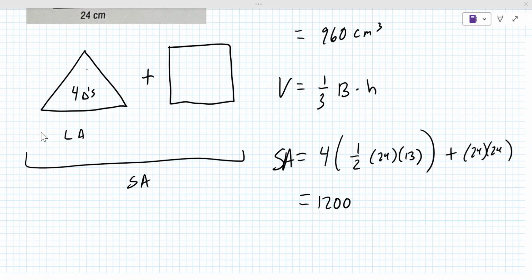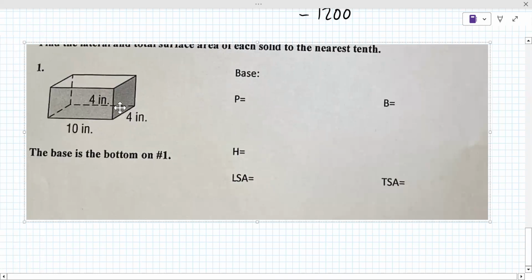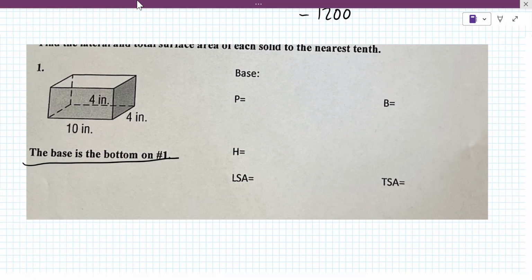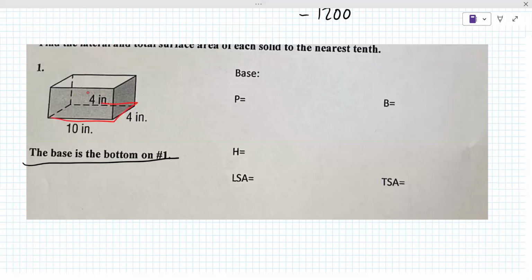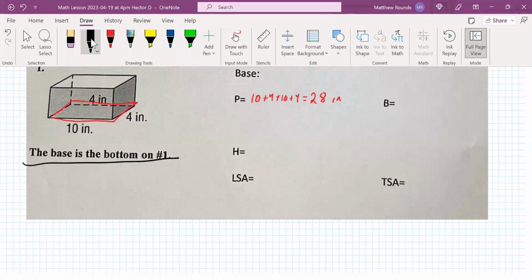All right, so you got a little legend guide there at the top. It tells you to look at the base. The base is the thing it sits on, and it has to tell you that here because it could actually sit on any of the 6 sides potentially. So when it says P of the base, they're asking about the perimeter of the base. They're asking for you to figure out the distance if you go all the way around the base there. So that's 10 plus 4 plus 10 plus 4, which is 28 inches.